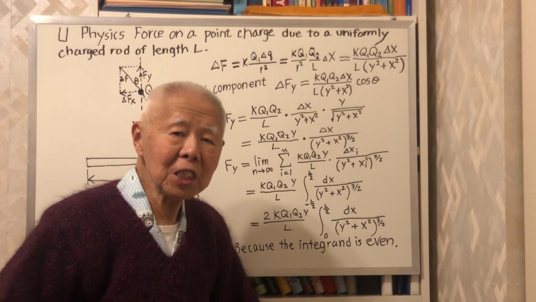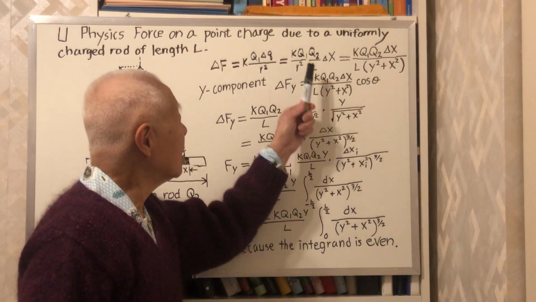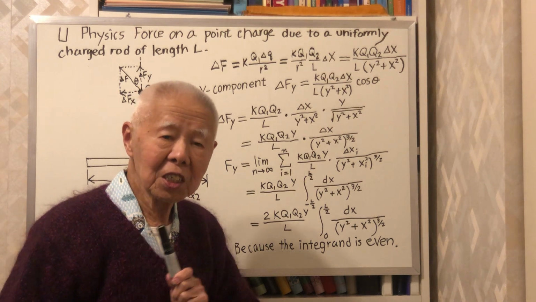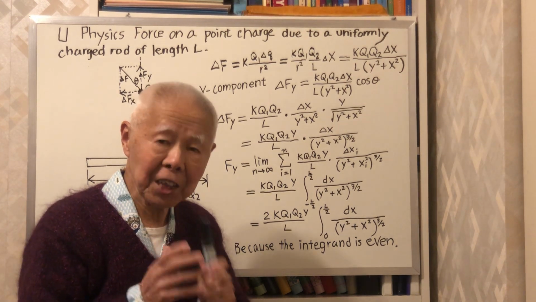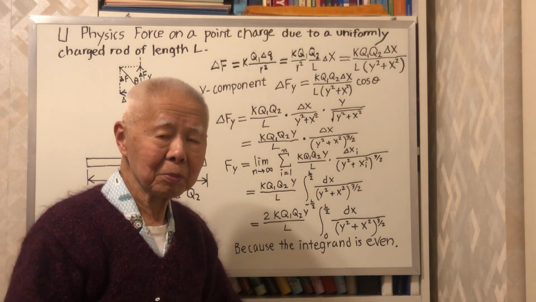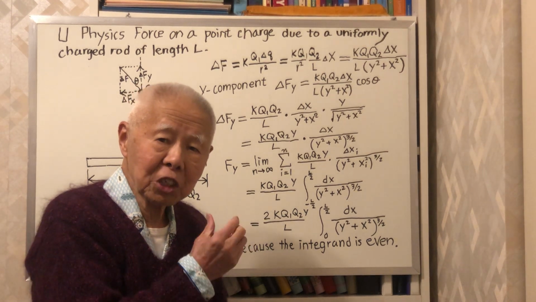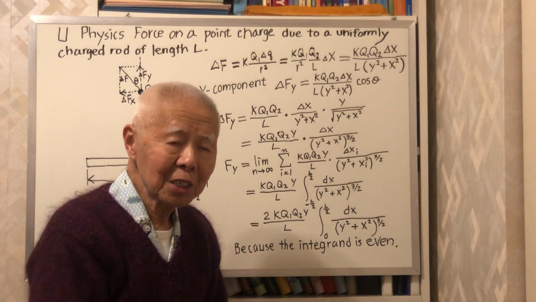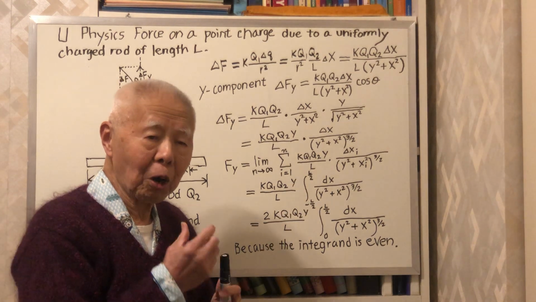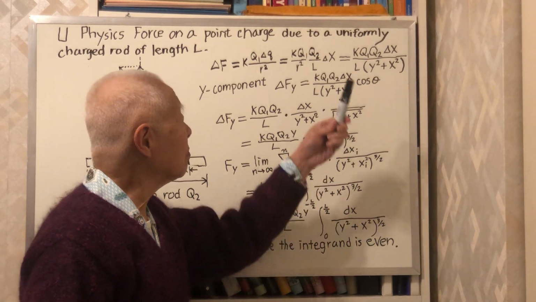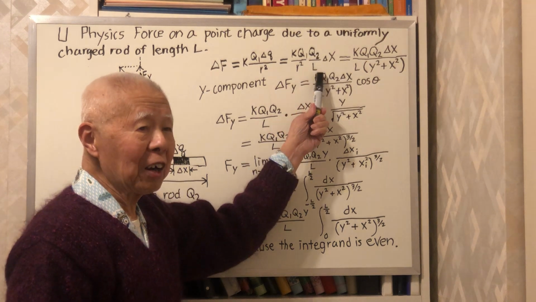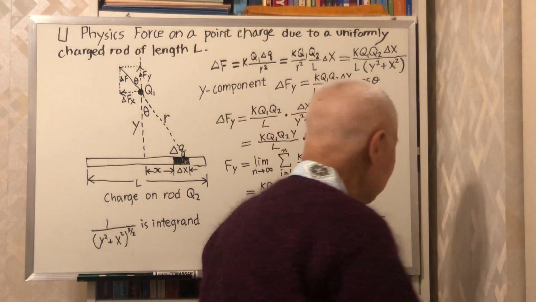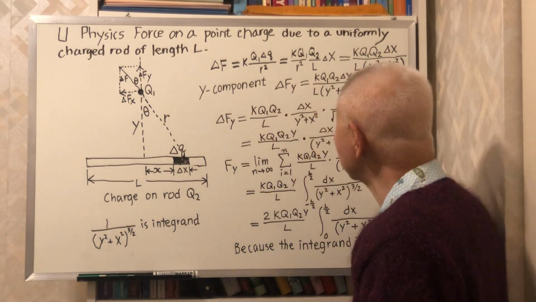There is a meaning of this expression. Q2 divided by L is the charge per unit length of the rod. But the length of the small section is delta x. Therefore, the charge of the small section is Q2 divided by L times delta x. It's just a proportion, it's a ratio problem.